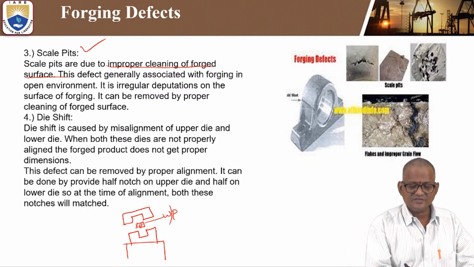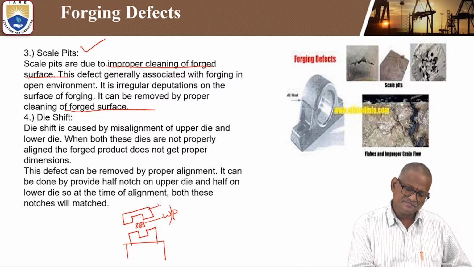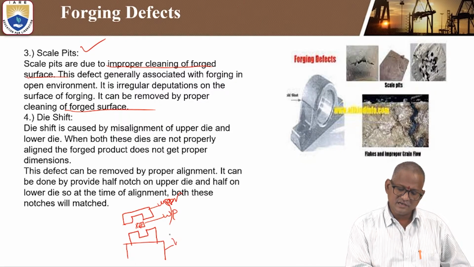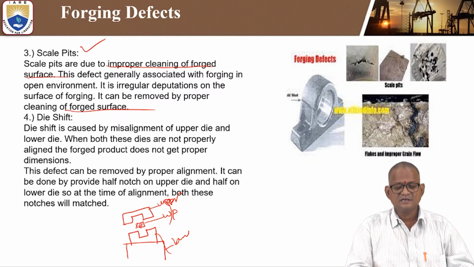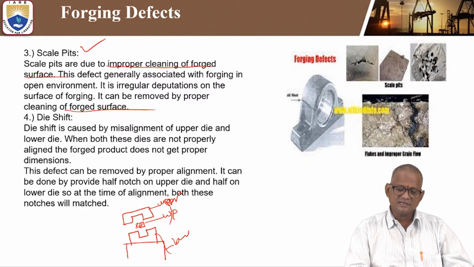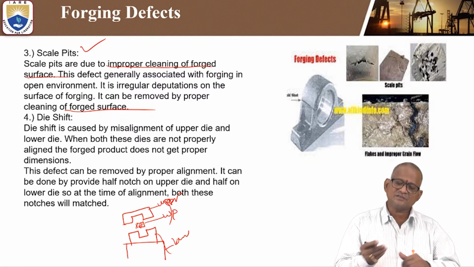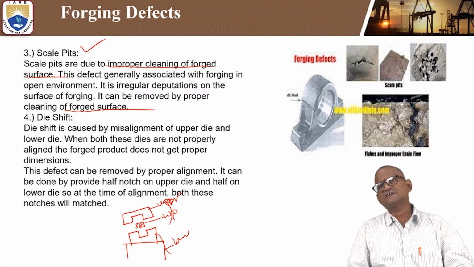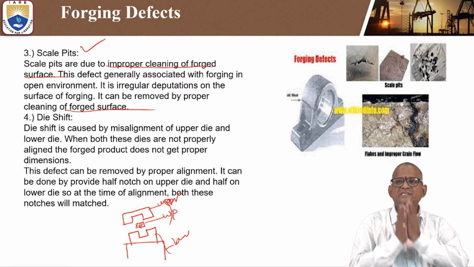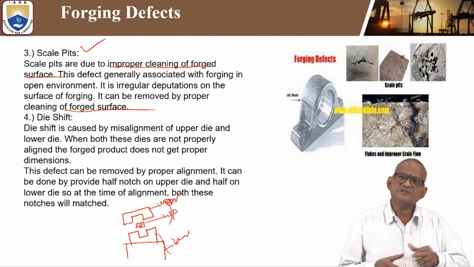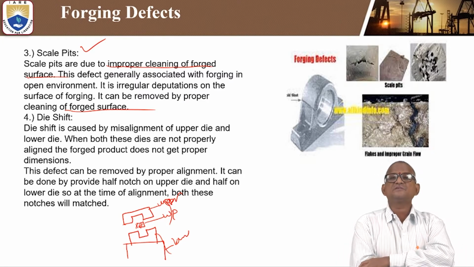of the forged surface. So here you can see the workpiece. This is the die, upper die, lower die, upper die, lower die. In between you can keep the workpiece. Whenever you put this workpiece on that mold or die, you should clean the die and then the workpiece properly, then you can apply the pressure. And if it is a heated condition, since it is difficult to handle the hot metal, you can handle it with proper mechanized instruments. Okay, so this is what scale pits are about.